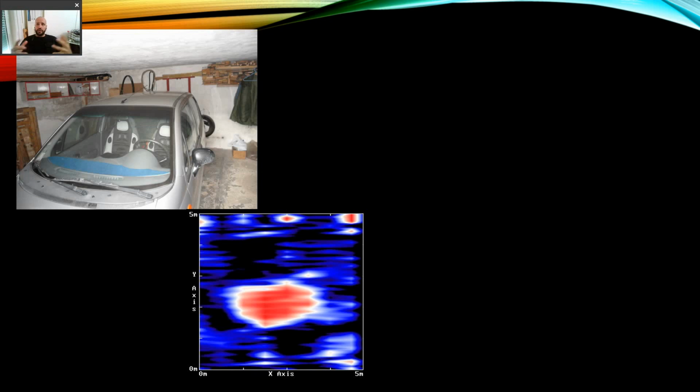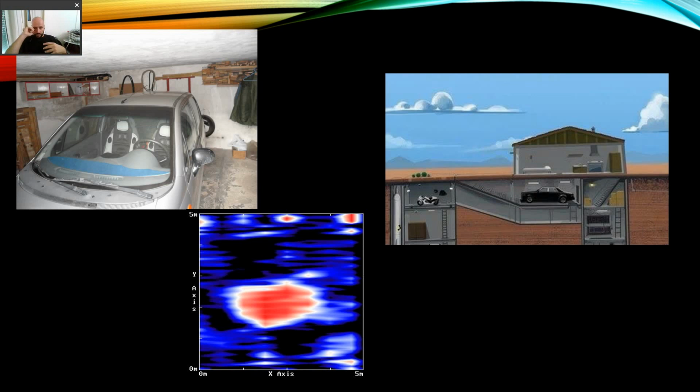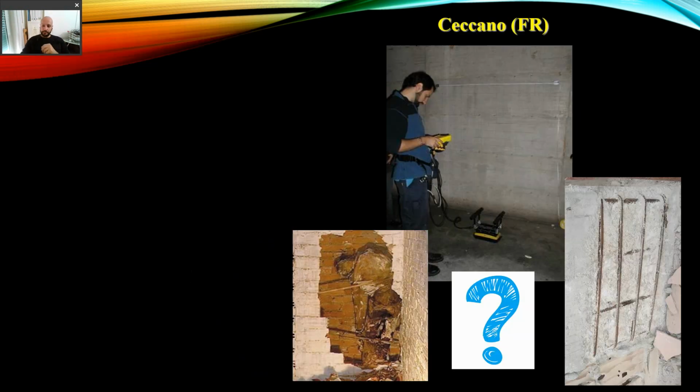And we understood that actually this was not really a bunker, but more, let's say, a garage bunker, in which you have a car inside. So this is just an example of a hypothetical reconstruction of what this kind of garage bunker looks like.